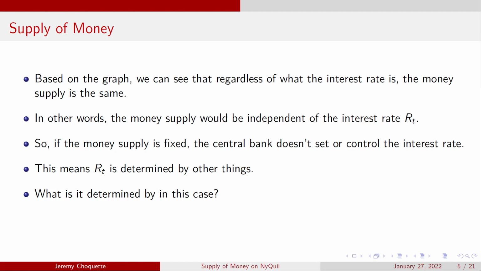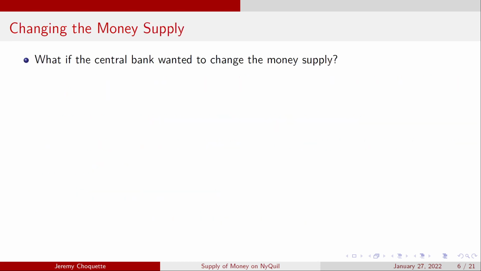What would it be determined by in this case? Well, it would be determined by where the money demand curve intersects with money supply. So the equilibrium would be determining what the nominal interest rate is, right? If money demand is very, very high, you would have a higher interest rate in this case. If money demand was lower, you would have a lower interest rate in this case.